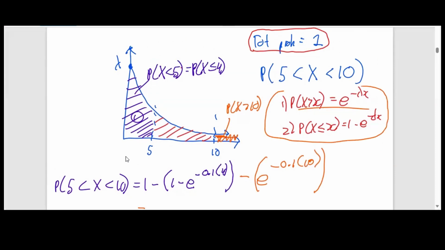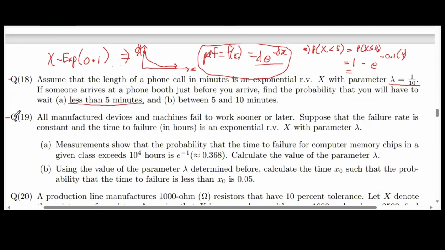Just remember to make sure it's in the right form in terms of the inequality signs, because you might plug in the wrong value of x. If they say less than 5, that means it's less than or equal to 4. It's starting at 4. If they say more than 10, that means it's more than or equal to 11. Make sure you're using the correct form of the equation for the CDF. These are very important.